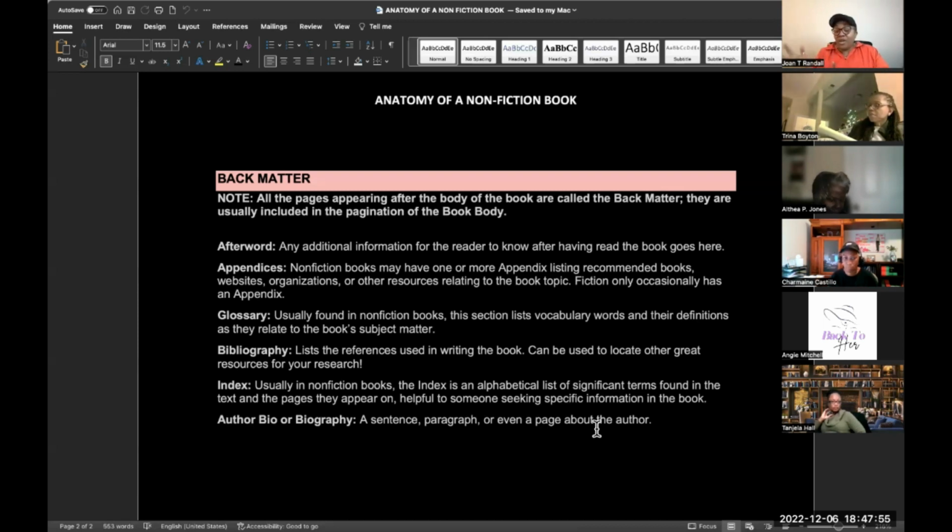So the afterword, you can always write an afterword, especially if it's a memoir. Additional information for the reader to know, right? You don't have to, it's not necessary. Most books don't have an afterword, but just know that if you want an afterword. So let me give you an example of an afterword.